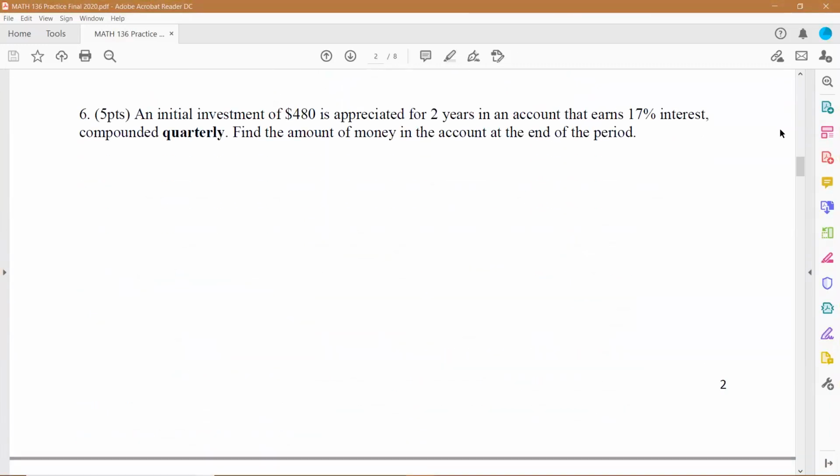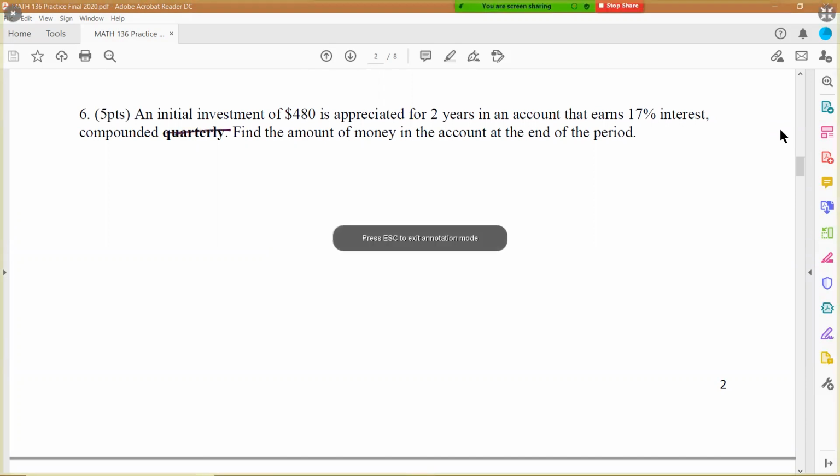Question number 6, we just did this last week. An initial investment of $480 is appreciated for 2 years in an account that earns 17% interest. Keyword: compounded quarterly. Whoops, I just marked it. Quarterly, keyword there. Find the amount of money in the account at the end of the period. So we have some numbers that are important. The word appreciated is important. What do you think that means? If I'm appreciated, I'm gaining money. Remember, depreciated, you're losing money.